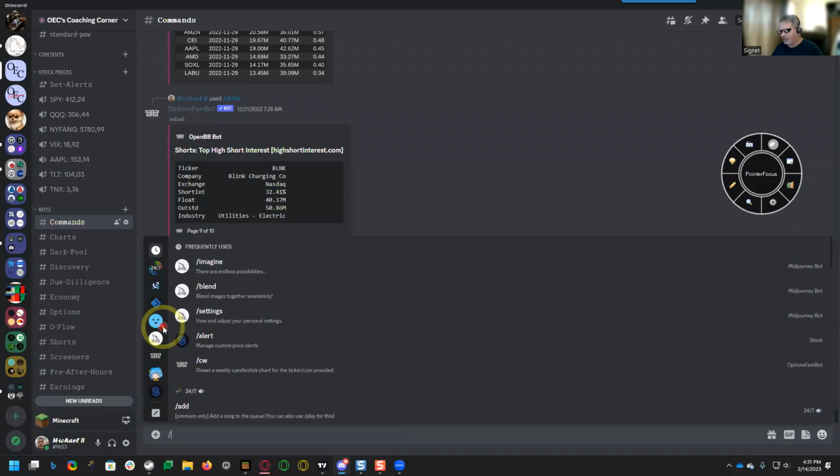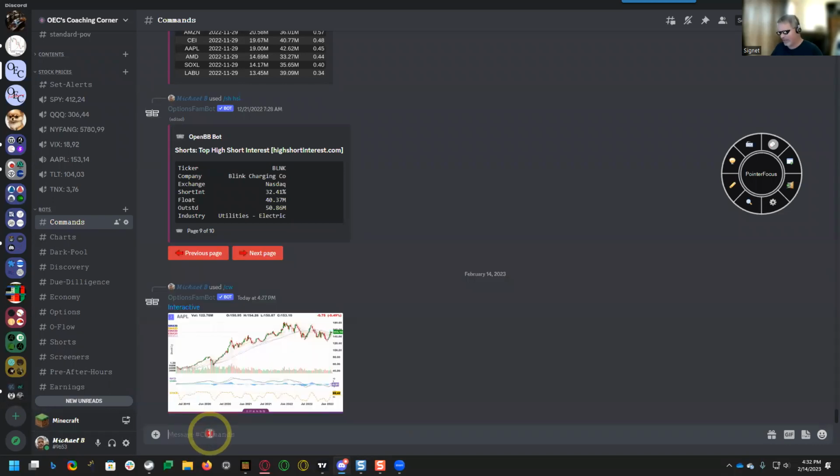A lot of servers will only let those bots run in specific channels. And this is important to recognize. If you're sitting in the main chat and you do that slash command and you don't really see a lot of bots pop up, don't think that the server you're in doesn't have any bots. They may be in a specific channel.